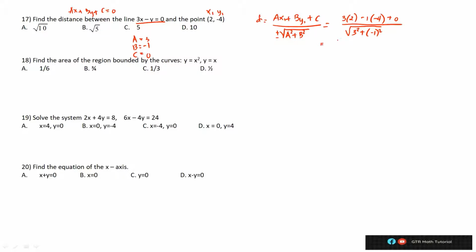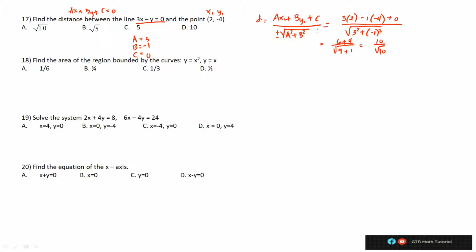So, we have 3 times 2, we have 6. Negative 1 times negative 4, so we have positive 4. Over square root of 3 squared, so that is 9, and then negative 1 squared, so that is 1. So, therefore, we have 10 over square root of 10. Okay? 10 over square root of 10.